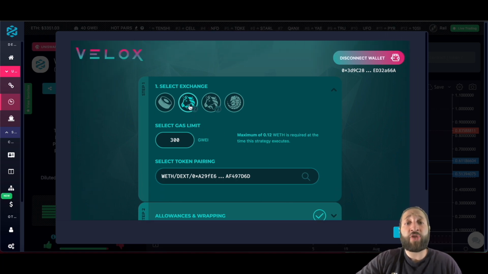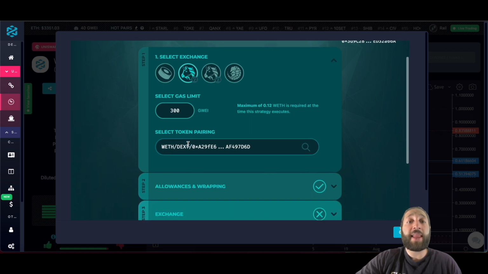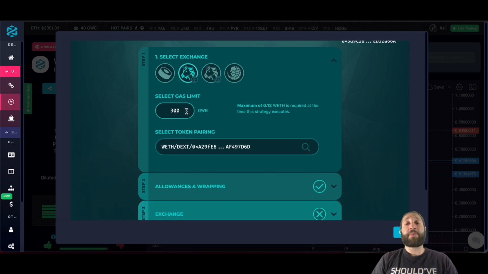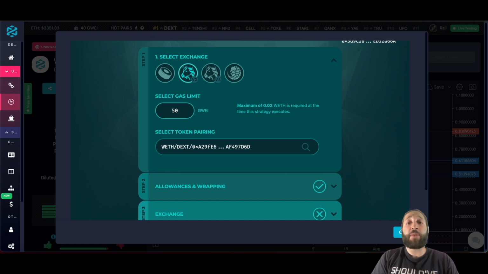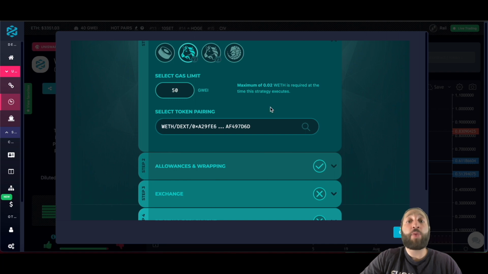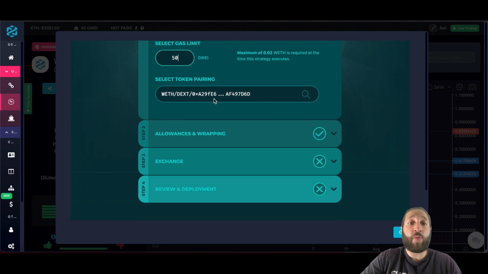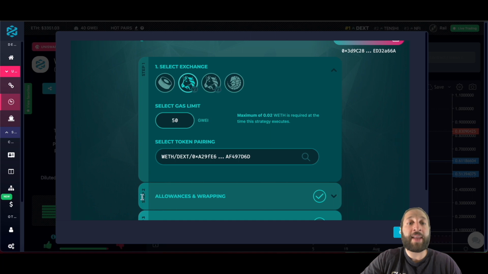We'll start with the exchange right here. We're using Uniswap V2 and then we'll move on to the gas. This is the maximum amount of gas that you're willing to spend. It may not use all of it, but you want to make sure that your transaction executes and you don't skimp on the gas. 300 is a little bit too high, so I want to use six times less than that. Then we're going to use 50 GWEI, and you can see on the right, the maximum of 0.2 wrapped Ethereum is required at the time this strategy executes, and I'm willing to spend that. This is the token pair, wrapped Ethereum, indexed. So we'll move on to the next step.